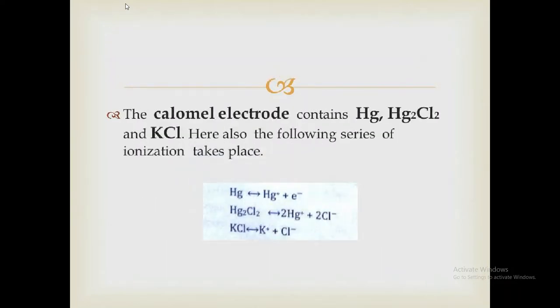The calomel electrode contains Hg, Hg2Cl2 and KCl, and the following reactions take place: Hg to Hg plus plus e minus; Hg2Cl2 will give you 2Hg plus 2Cl minus; and KCl will break down into K plus and Cl minus. Here there is no H plus, hence it is not affected by the presence of hydrogen ions.